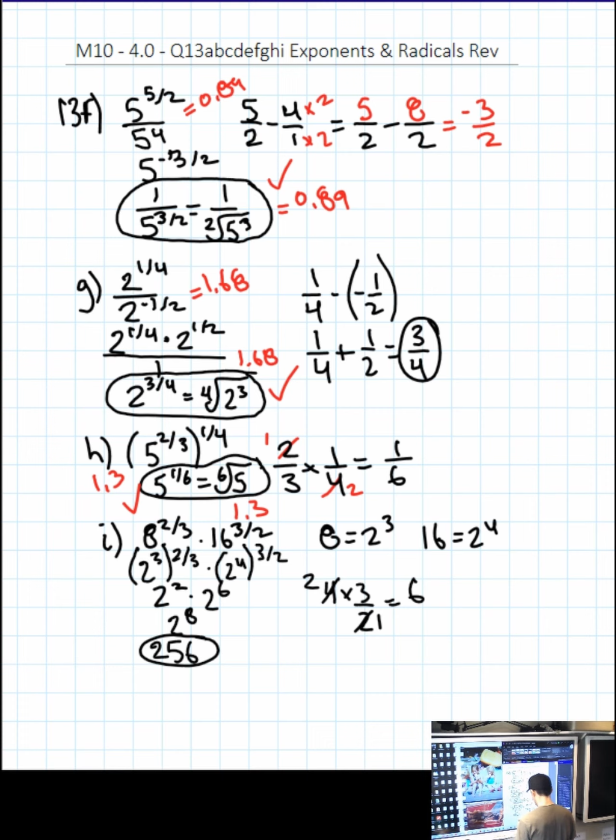So let's try it on the calculator. 8 to the exponent 2/3 times 16 to the exponent 3 over 2, and we're going to get 256. So I'm going to write 256 near the question, and our answer is therefore correct.